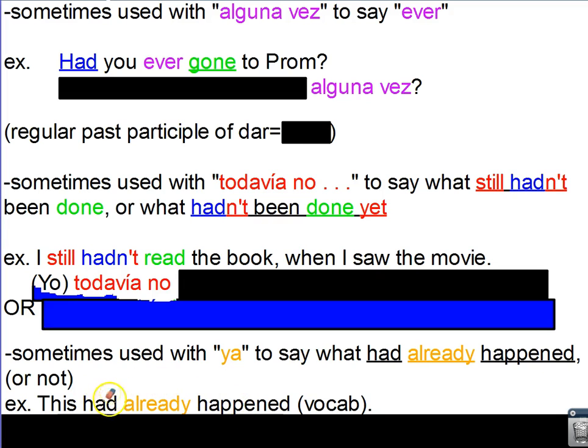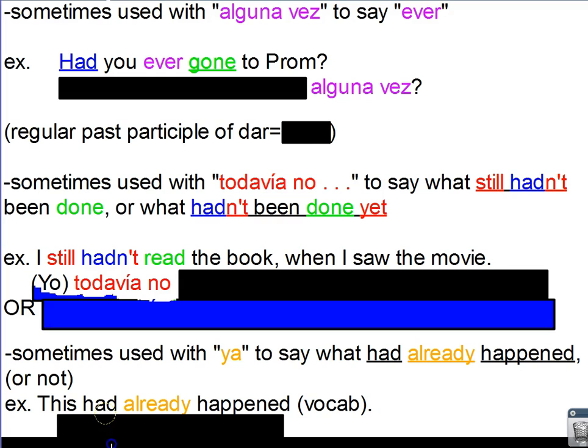If you're saying it had happened, what form of haber would you want? And then you're going to say happened. Use the vocab for to happen, not pasar. We know pasar can mean to pass, spend, or happen, but we've got a vocab word that means to happen. I would like to see the past participle of that. And yeah, don't forget, don't separate had and happened one from another.